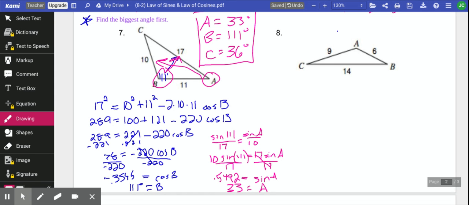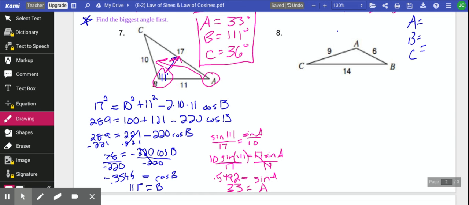All right, let's go ahead and just knock this one out. Let's do it in the same video, no problem. So again, this is a very similar one to what we just did. We cannot use law of sines because we don't have a pair of angles and sides. We are looking for all three angles. So we have to use law of cosines, and remember, we want to find the biggest angle first.